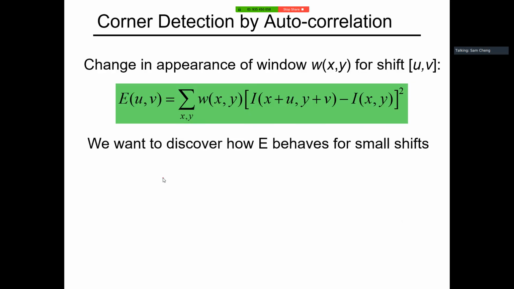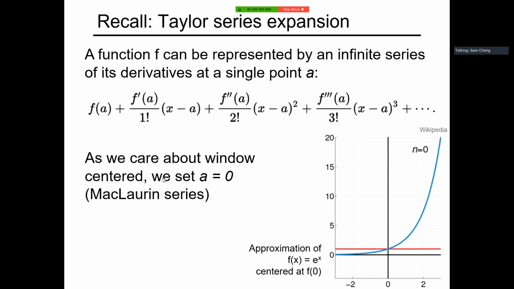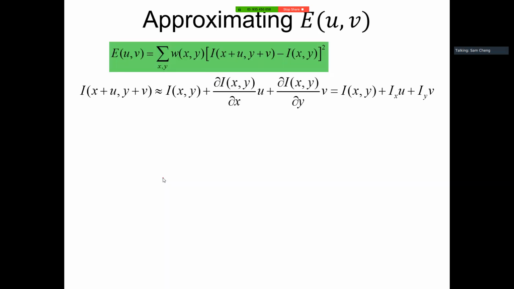So therefore, we may get away with that by simply trying to do a Taylor series expansion. Since I don't care about the exact value, maybe I try to do a Taylor series expansion of this guy here, with different u, v. So I try to approximate this as a Taylor series expansion.